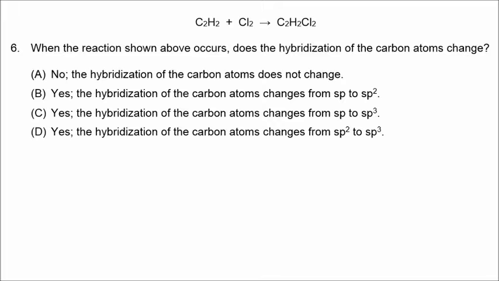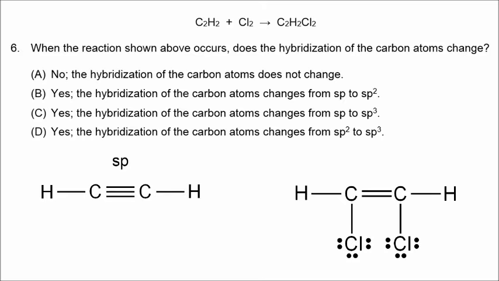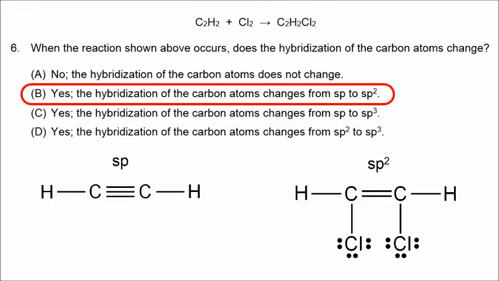In number 6, we're talking about hybridization. So hybridization is either sp, sp2, or sp3 in general. For this molecule, there are only 2 electron domains on either side of the carbon atom, so that would be sp hybridization. For the C2H2Cl2 molecule, there are 3 electron domains around each carbon, so the hybridization for that molecule is sp2. So the correct answer for number 6 is B.